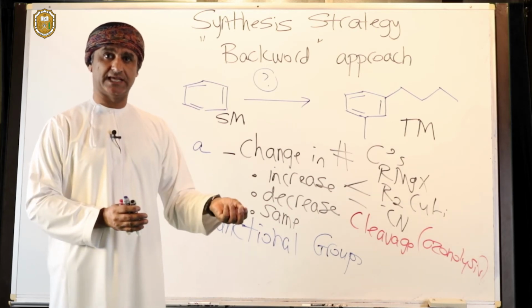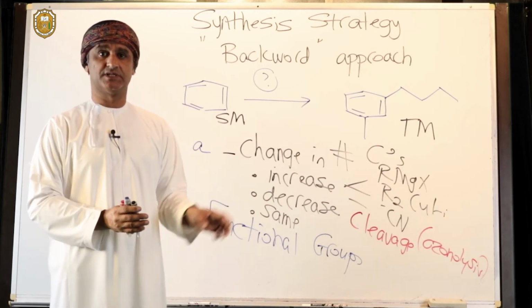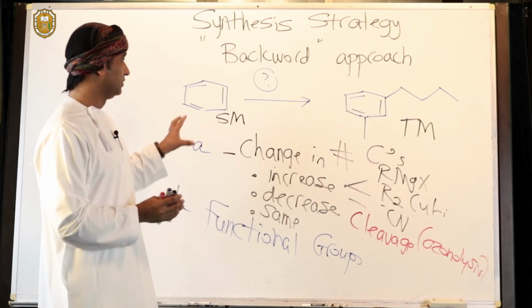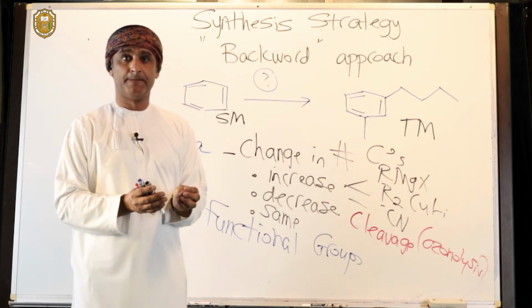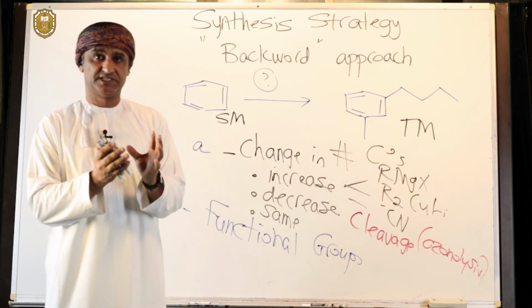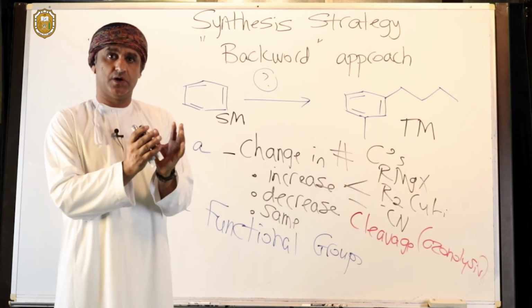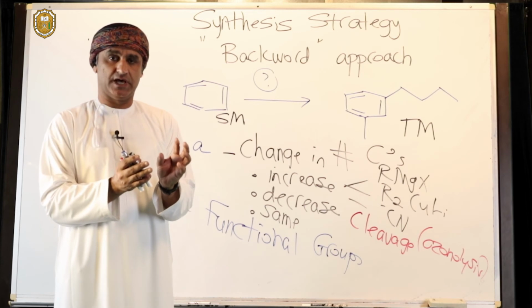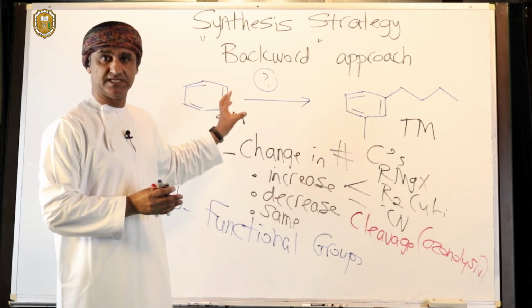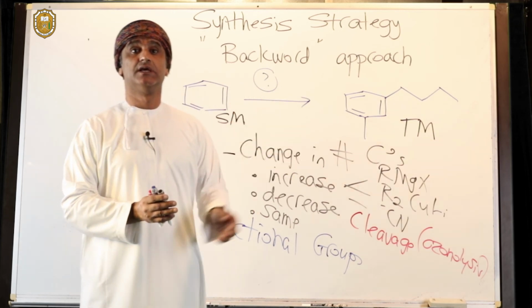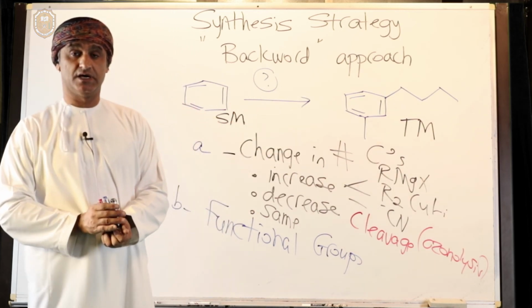What we'll do next is we take specific examples of synthesis and we take what's called the backward approach in order to lead us to a narrow approach, or a specific way or method, by which we can transform a specific starting material into a desired target molecule.